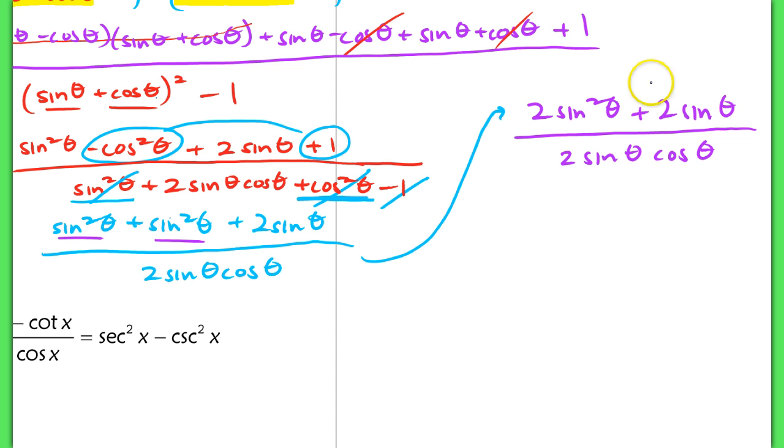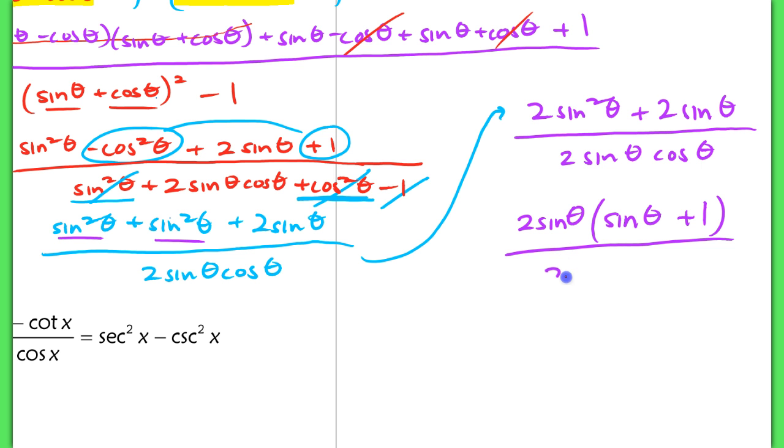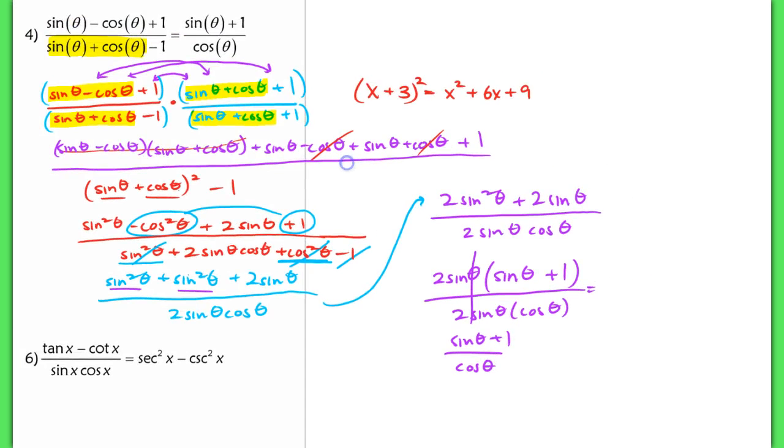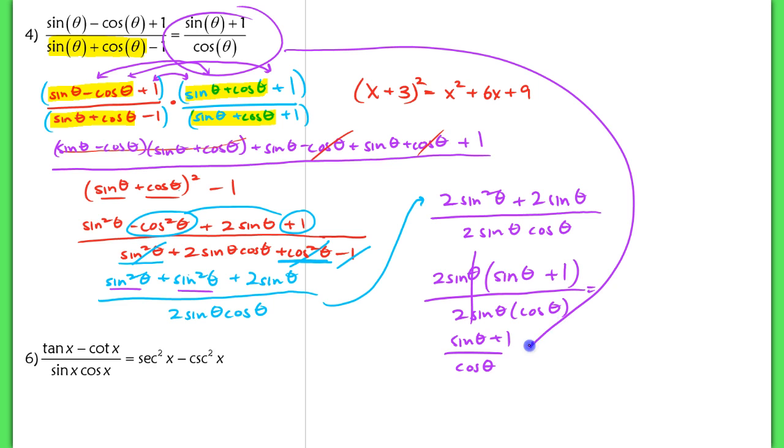Okay, we're almost done. In the numerator, I can factor out a 2 sine theta. That would leave me with sine theta plus 1. And in the denominator, I have 2 sine theta times cosine theta. I'm going to split that mentally for myself, because then I can see that I can cancel these factors, and that would now leave me with sine theta plus 1 over cosine theta, which is exactly what we were trying to prove way back in the beginning. So now I know that these two are in fact equivalent, so I've proven and verified this trig identity.